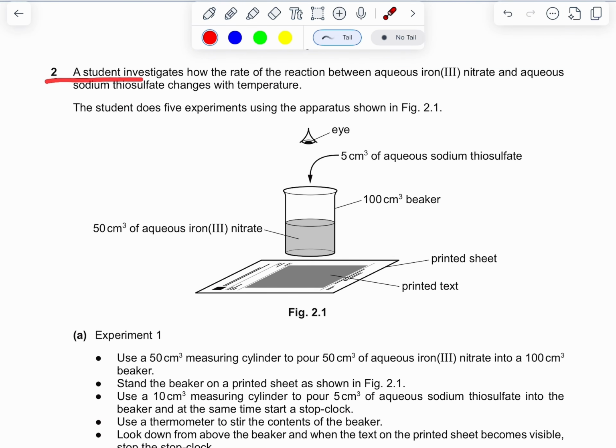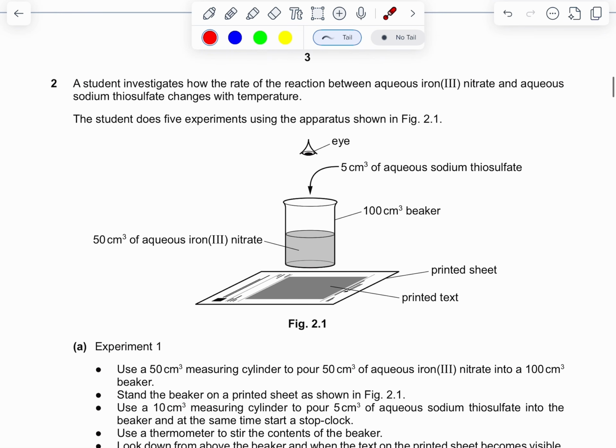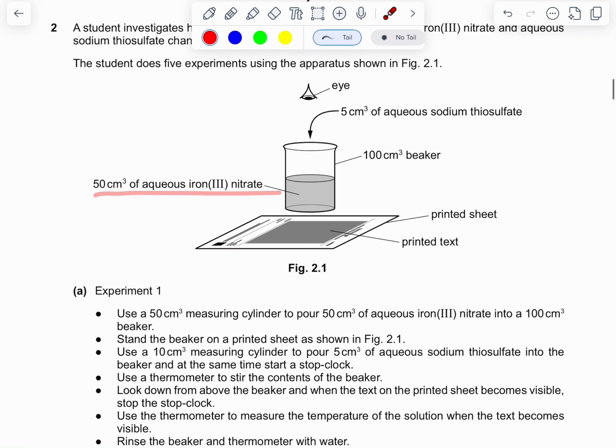Question number 2. A student investigates how the rate of reaction between aqueous iron 3 nitrate and aqueous sodium thiosulfate changes with temperature. The student does 5 experiments using the apparatus shown in figure 2.1. He is looking directly over here. Aqueous sodium thiosulfate he added in 50 centimeter cube of iron 3 nitrate. There is a printed sheet, there is printed text.